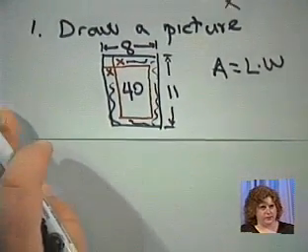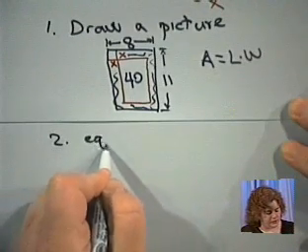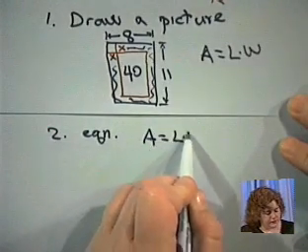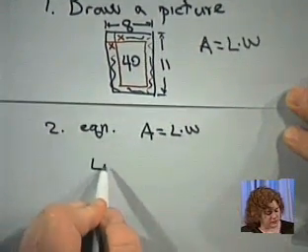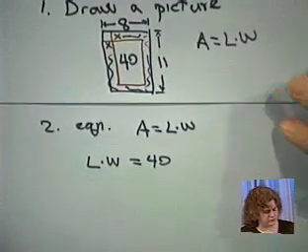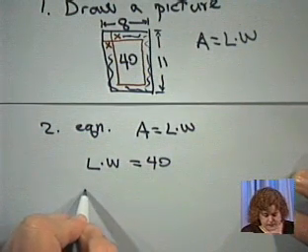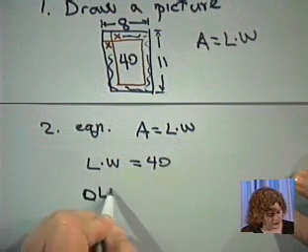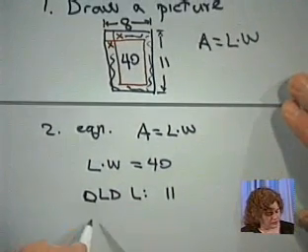So let's see what we can extract from this picture. Let me go back out a little bit and see if we can write some kind of equation for this. Area is length times width. We know that for the smaller piece, the length times the width has to be 40. That's what we're given for information. What do we know about the length and the width? Well, our old length was 11. What's our new length going to be?